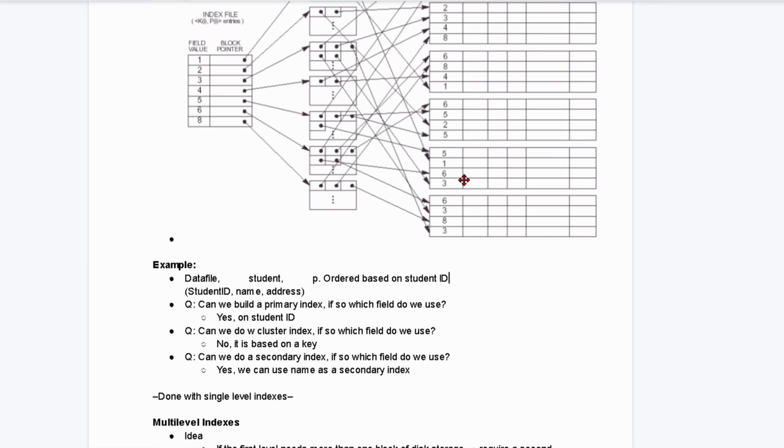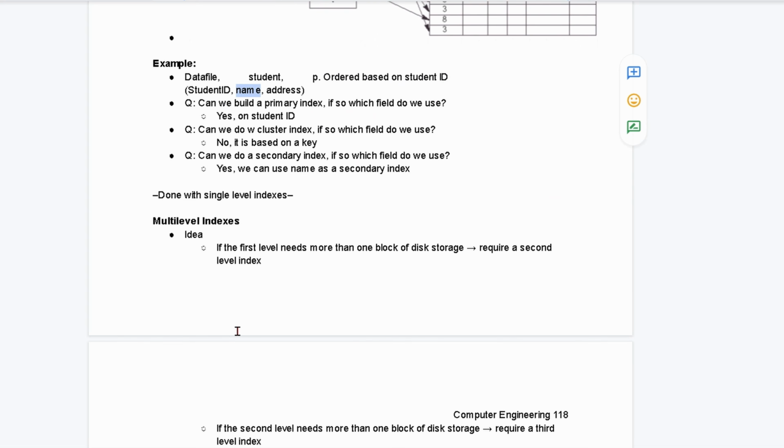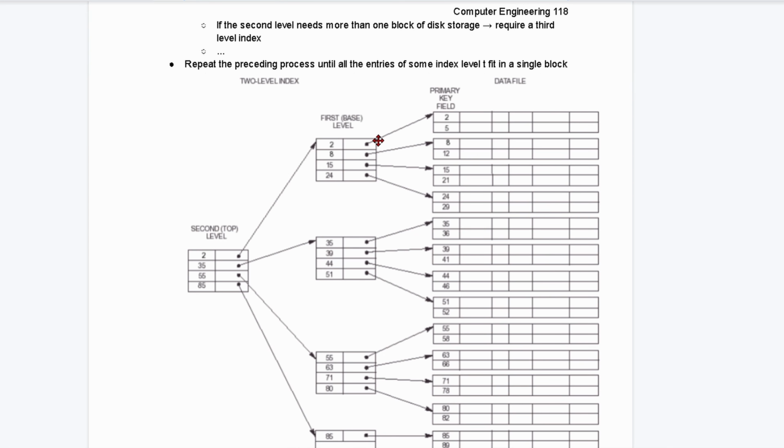Next we have, can we do a secondary index? If so, which field? Yes, we can, because if we have a primary index and we have multiple other fields, we can do a secondary index. So that's done with our single level indexing. Next we have multi-level indexing.